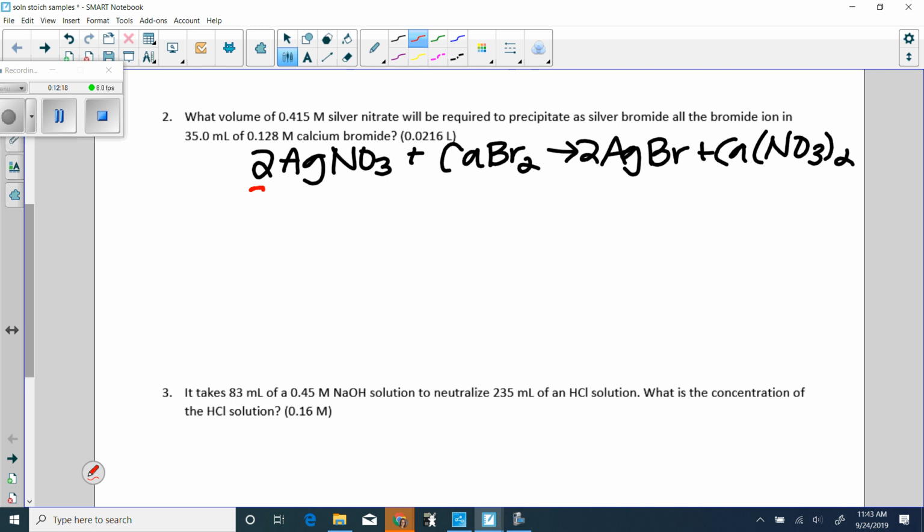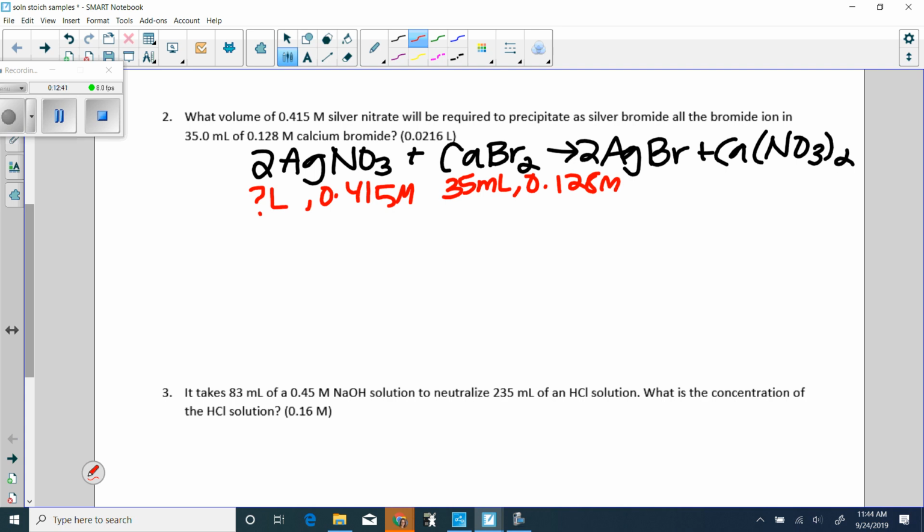What volume? Volume is going to be liters. Okay, question mark liters. And I have 0.415 molar. And then it says I have 35 milliliters and 0.128 molar. Wait, can't you just use the one?